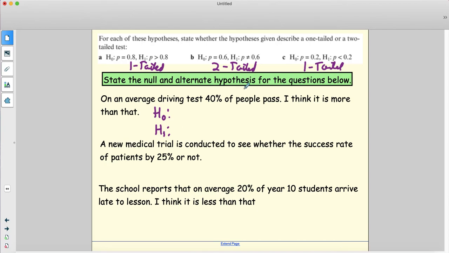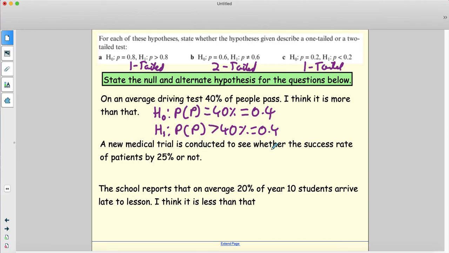So on average, in a driving test, 40% of people pass. So the probability of a pass, I would assume, is equal to 40%. I think it is more than that, so therefore my alternate would be greater than 40%. Again, you would be welcome to write these as a decimal, so 0.4, and you could write that as 0.4 as well. Either way, it doesn't matter, as long as you have this greater than sign and an equal sign.